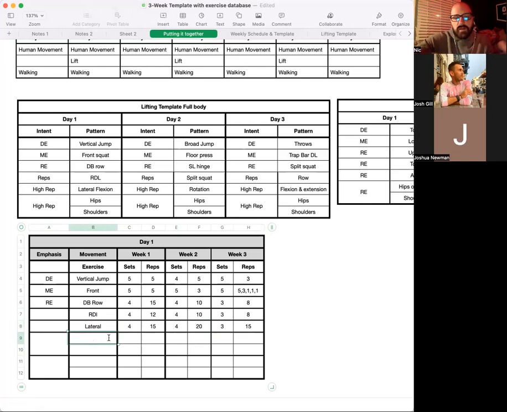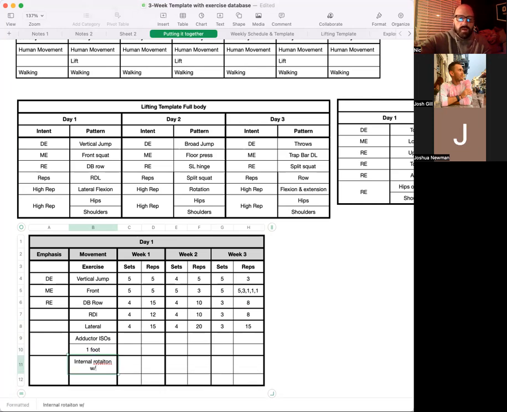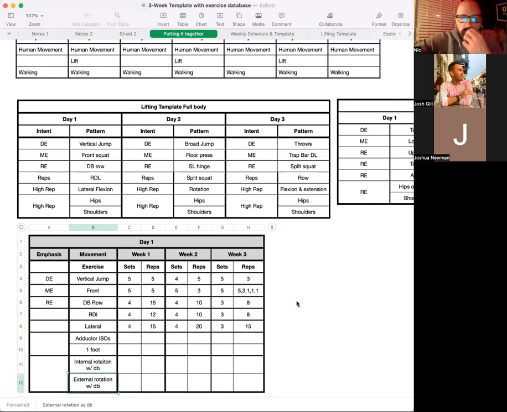So now we can see, if I was putting size on my hips, that would be glutes, right? So I want to make sure I'm training abductors, adductors, not just the superficial muscles that give me my hips, right? So this can be adductor isos, superset with standing on one foot. And then shoulders, we could do internal rotation with dumbbell, and then external rotation with dumbbell. Right, and then same thing with sets and reps, isos, it would just be till failure.